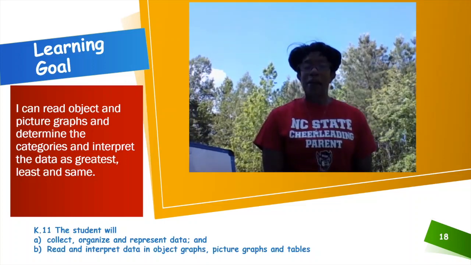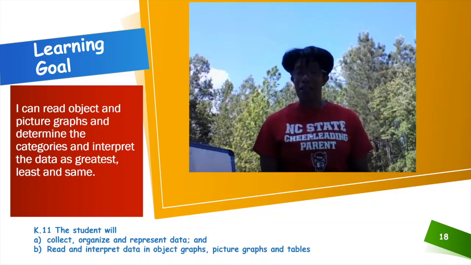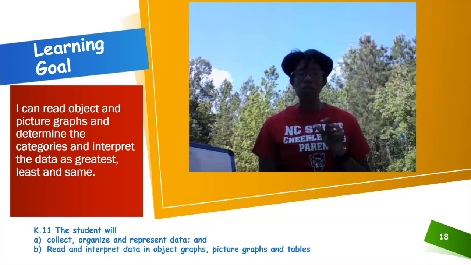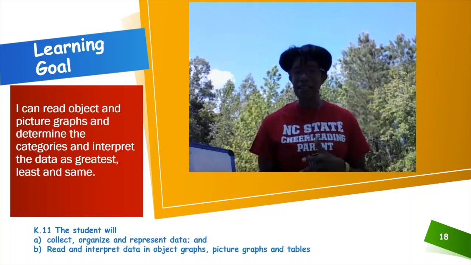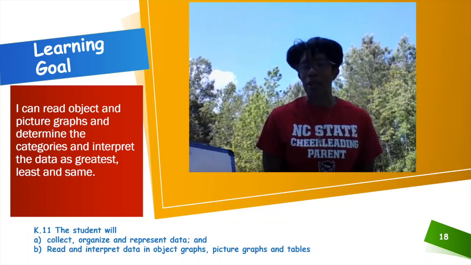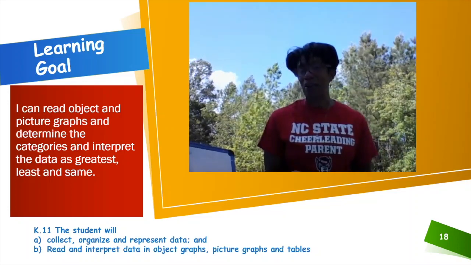Now we have to interpret the data at the end after we finish our activity, which means we're going to look at it and see which animal had the greatest, which animal had the least, and did any of them have the same? So let's look at what categories did we have. That means, who were the animals in our story?